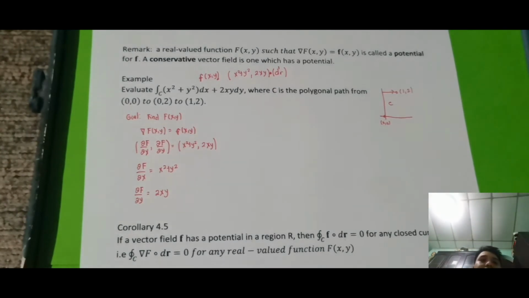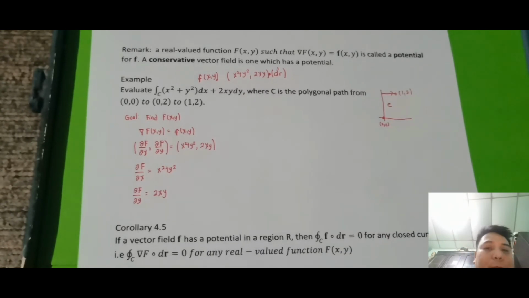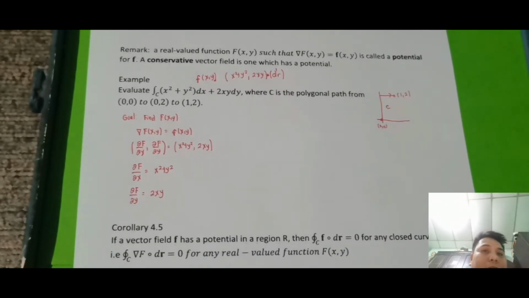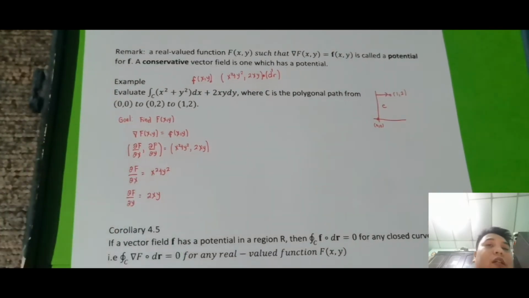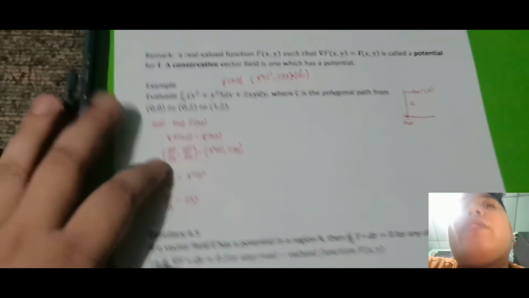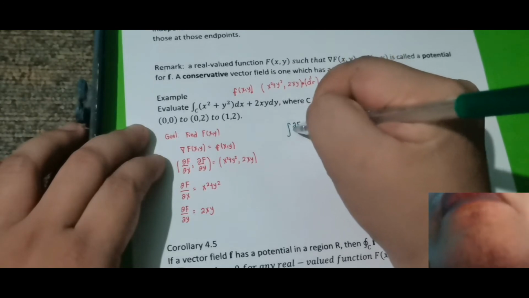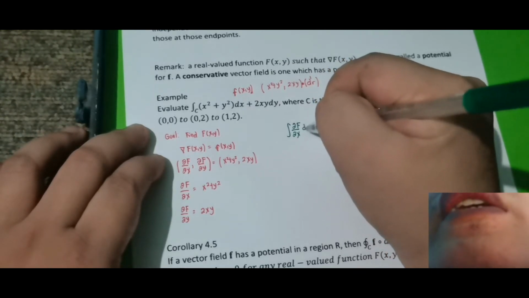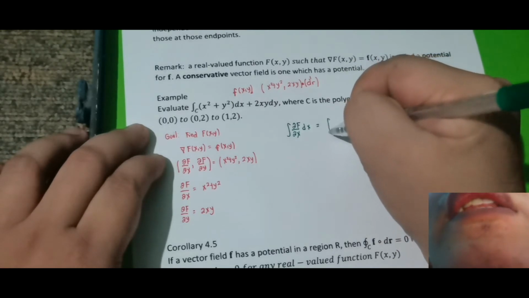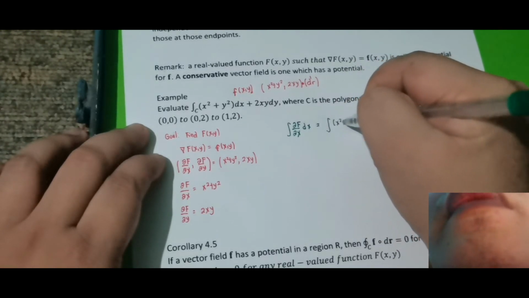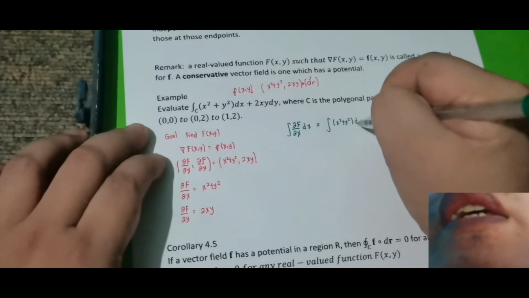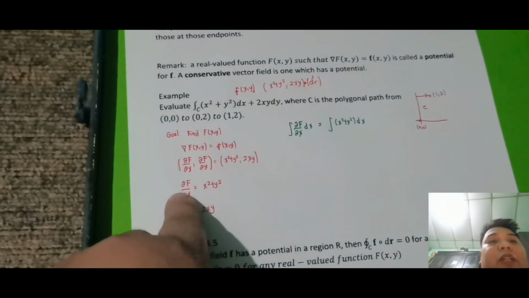So, paano natin nahanapin yung potential vector natin? So, ganito yan. Kung napansin mo, ang goal natin is hanapin yung capital F. So, paano natin tatanggalin yung capital F dito? Since ang idea nito, this is the partial derivative of capital F with respect sa x is equal to x squared plus y squared. Meaning, i-integrate natin siya. So, this is the integral of partial derivative of f with respect sa x, tapos dx equal sa integral ng x squared plus y squared times dx.